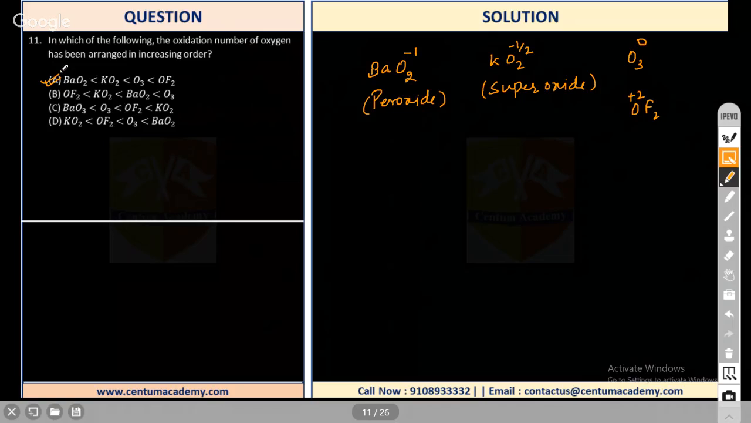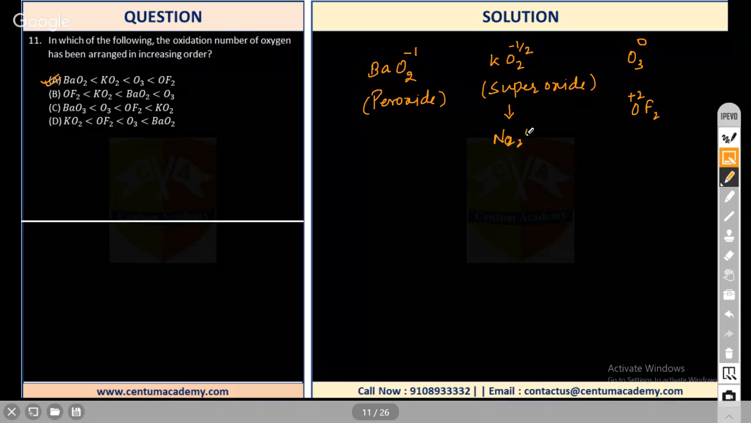These are the elements of group 1. They form oxides of different types: Na2O2 type peroxides, and also normal oxides of Na2O type. Elements of group 1 form normal oxides of this type, peroxides of this type, and superoxides of MO2 type. This you must remember. Next question.